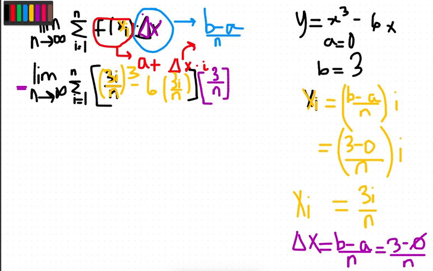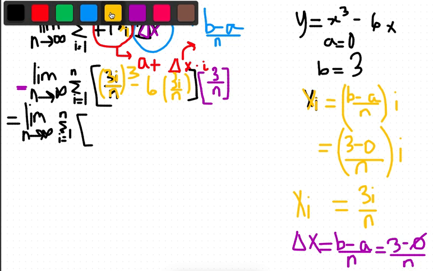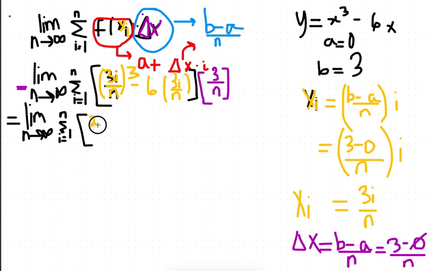So now we are just going to expand this out. So equals the limit as n approaches infinity, summation. This is tedious, but you have to write it every time. Now 3i over n cubed minus 6 times 3i over n, you simplify that, and it becomes 27i cubed over n cubed minus 18i over n, times this 3 over n.